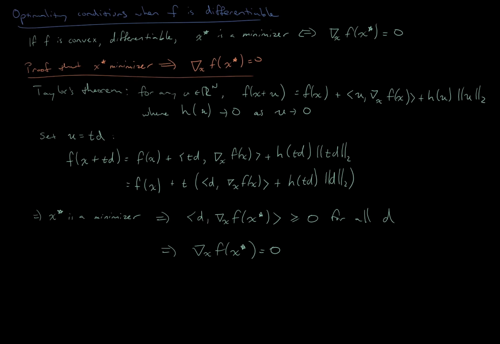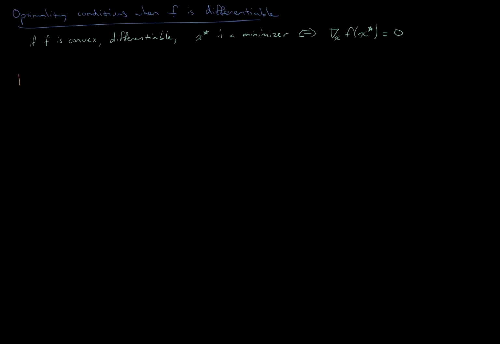And note, by the way, that nothing about this argument requires convexity. Even for a non-convex function, if it's differentiable, then if x star is a minimizer, we have to have that the gradient of f evaluated at x star is equal to 0, for a local or global minimum. Now, if we want to argue in the other direction, we absolutely need convexity. So if we want to show now that the gradient of f evaluated at x star being equal to 0 implies that x star is a minimizer, here we need to use convexity.